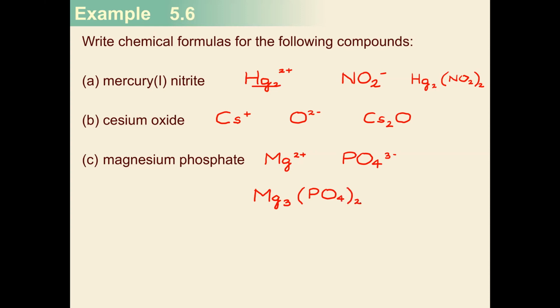Notice you only use the parentheses when you are using multiples of the polyatomics. I do not use parentheses for the 3 with the magnesium, or in the second example, the 2 with the cesium. But if you are going and using multiples of the polyatomics, you need to put those in parentheses. Be very careful with that notation.